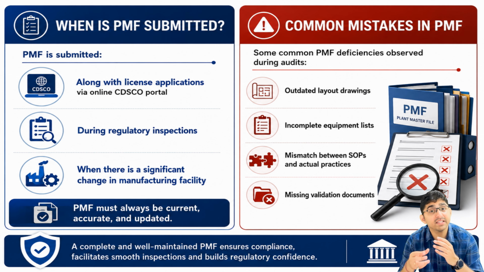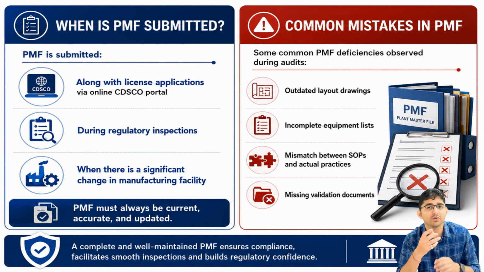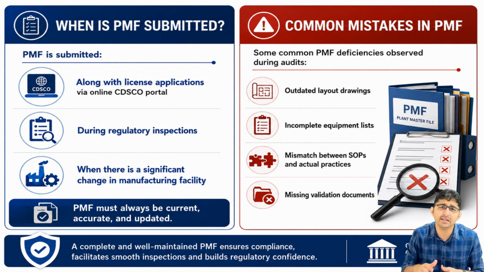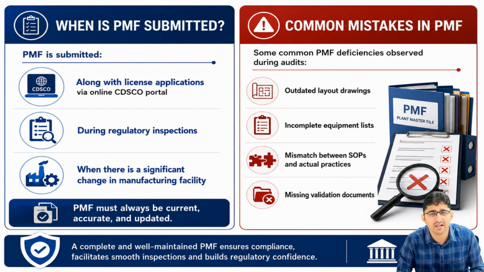There could be a mismatch in the equipment list, because what happens is you code 10 equipments in the PMF, but later on you enhance the scale-up plan, or due to some kind of R&D work, you introduce some new machineries. That machine is not a part of your PMF. So this is a very big mistake.